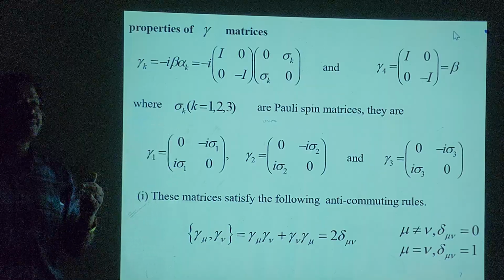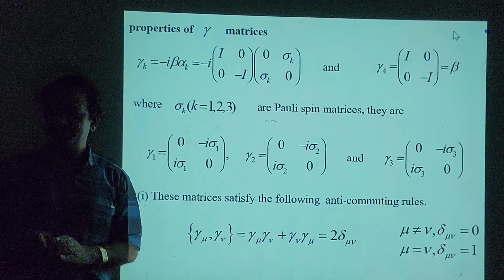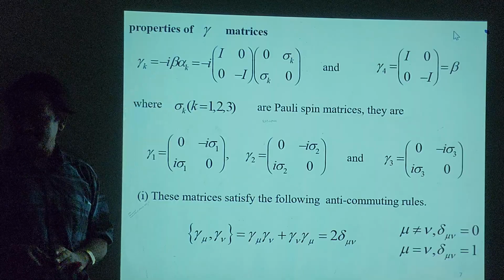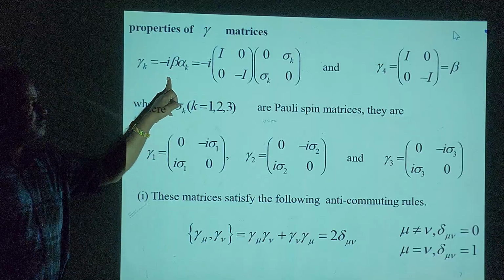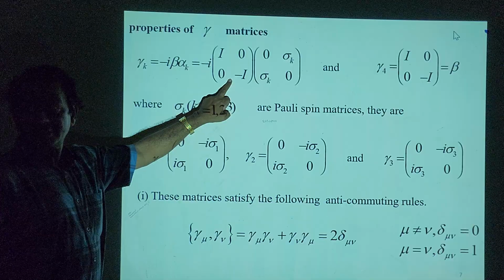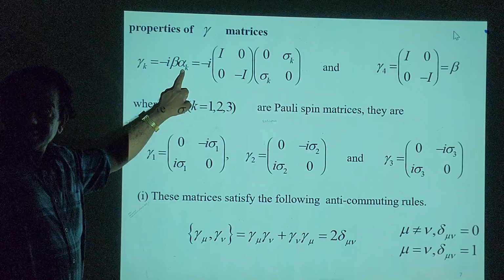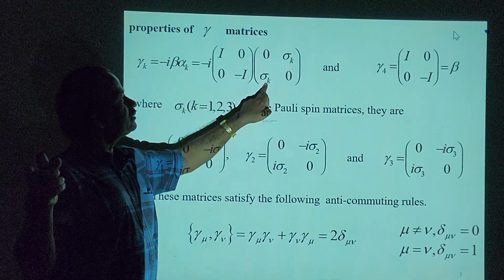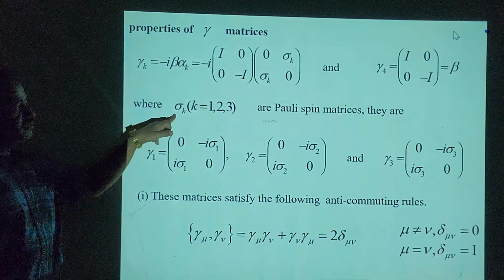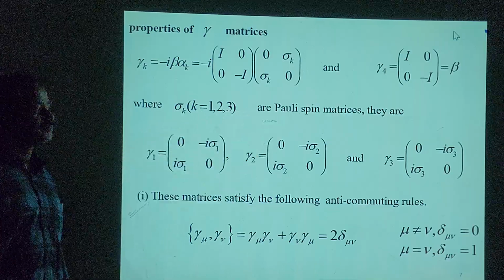What are the properties of alpha and beta? The same properties will hold good for gamma too. So that's the idea. Okay, now we know that gamma k equals minus I beta alpha k. We know already this. So minus I, your beta is here. Beta is identity matrix, we know already, I, 0, 0, minus I. And alpha k, as I said, this is connected with the spin, so 0, sigma k, sigma k, 0. Your gamma 4 will be identity matrix, which is nothing but your beta. And sigma k goes from 1, 2, 3, which are nothing but your Pauli spin matrices.